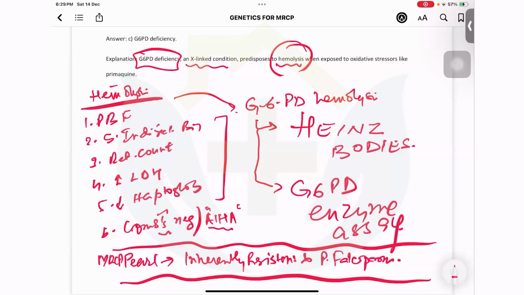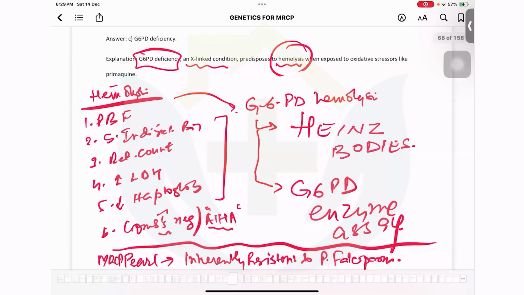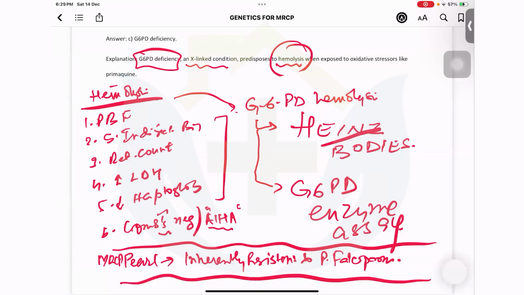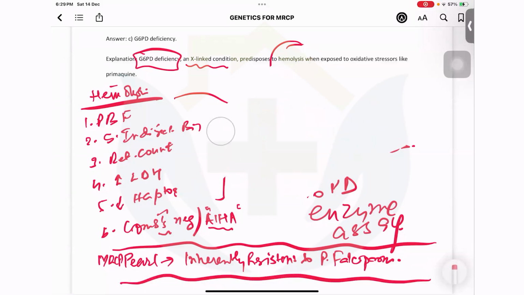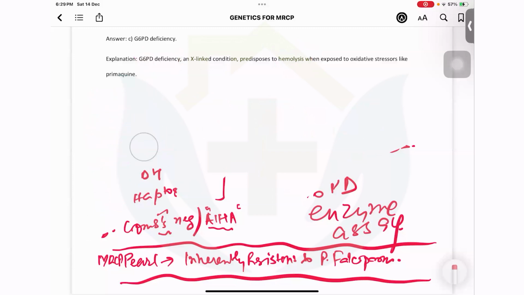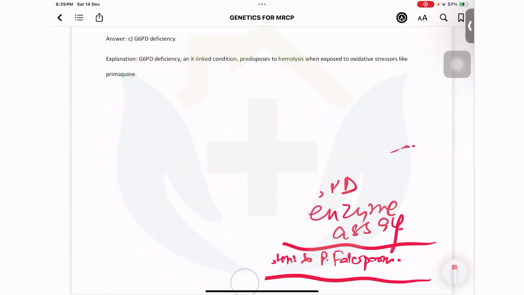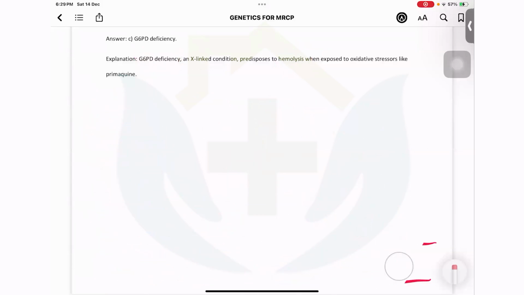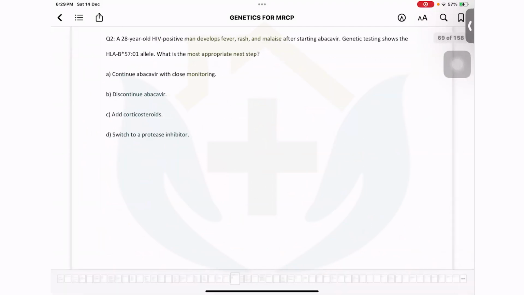Is that okay? So G6PD is an X-linked condition, and we need to remember about this. It is a very important condition. Usually hematology forgets about it. It is only the genetics which remembers about it. All right.